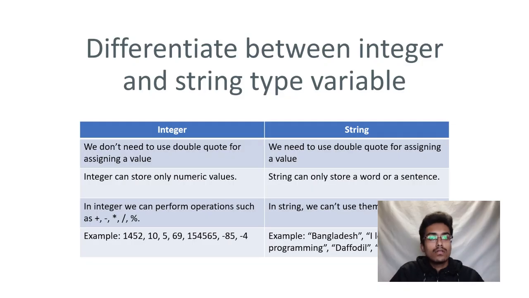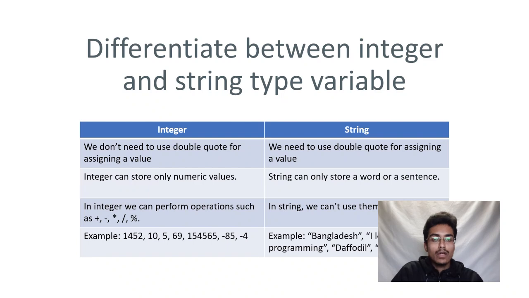If we look at examples, then 125, 130, minus 5, etc. are examples of integer. But in string, Bangladesh, daffodil, programming, these are examples of string.